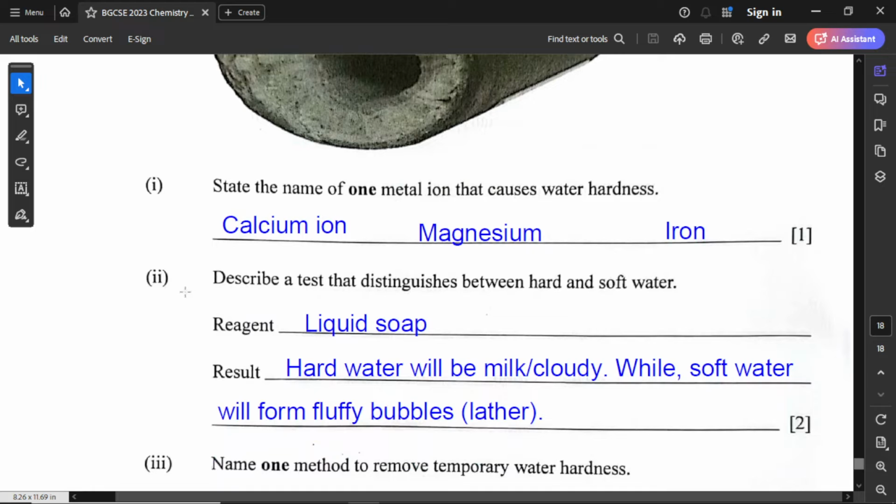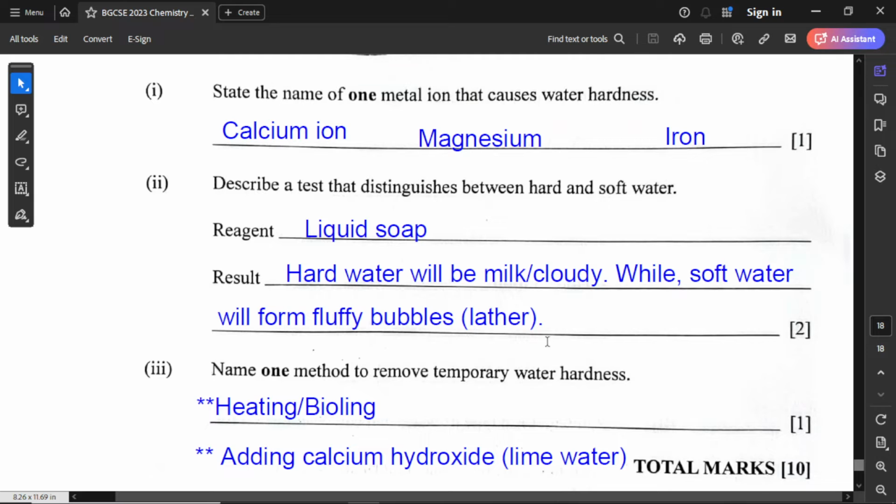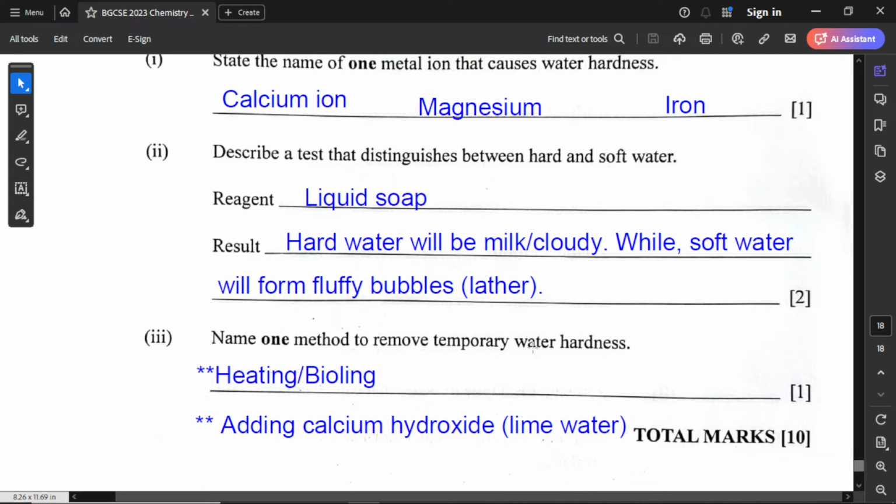For part 2, it said describe a test that distinguishes between hard and soft water. A reagent you could use right here is liquid soap. What you're going to get is that hard water will become milky or cloudy, while soft water will form fluffy bubbles or lather easily. So that's the basic method you can use.